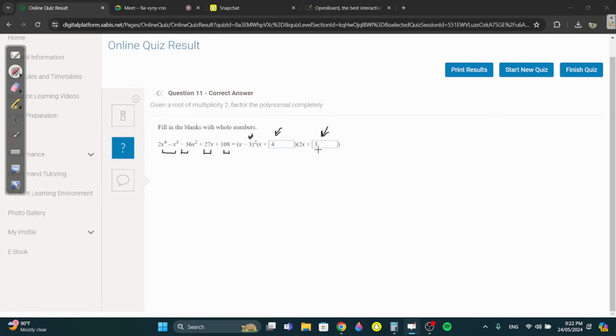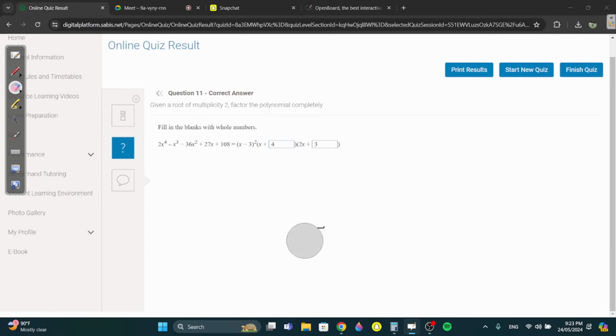Okay, there's two ways to look at this. You can divide it by x minus 3 squared, which is x squared minus 6x plus 9, using long division. But who wants to work with dividing by quadratics, right?